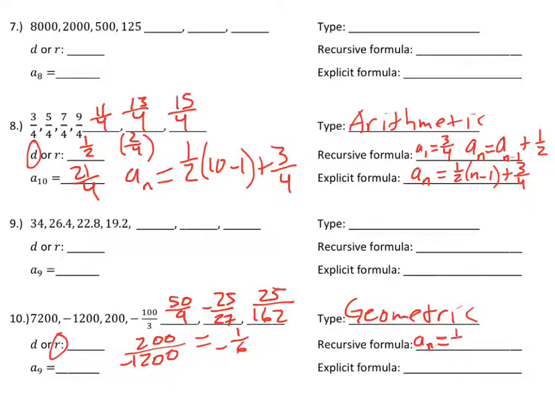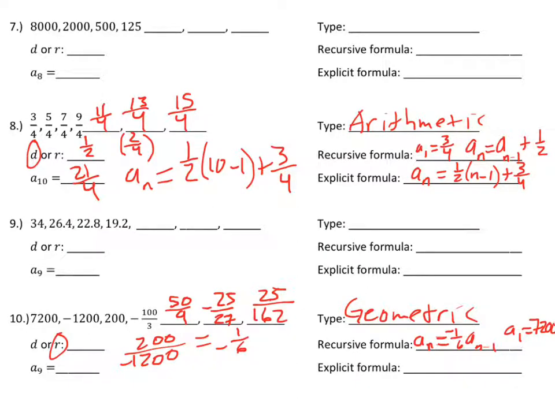If you want to do the recursive function, make sure you're doing the geometric type, which involves you doing negative 1/6 times a sub n minus 1. And the first term of my sequence is 7200. Add that in there.